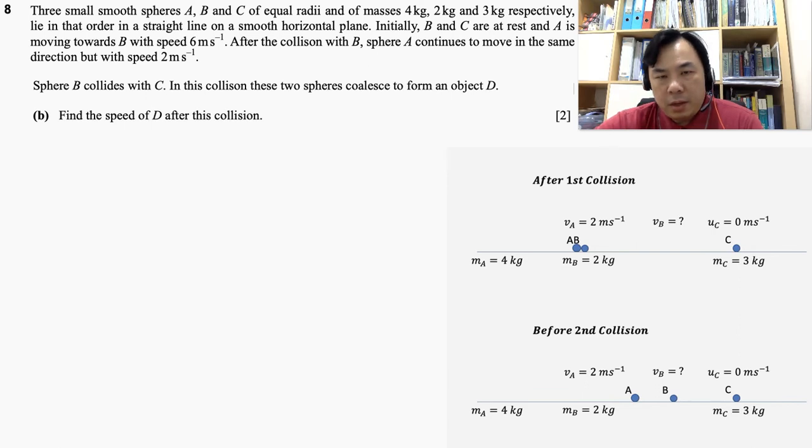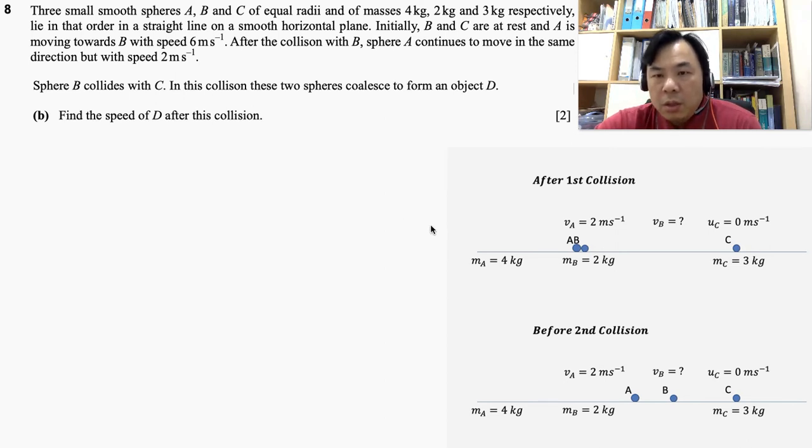Coalesce, meaning that they combine and join together to form one body, an object D. So B and C join together, and we call that body object D. And then we need to find the speed of D after the collision. Okay, now let me run the simulations here.